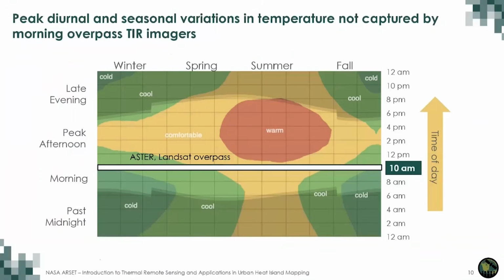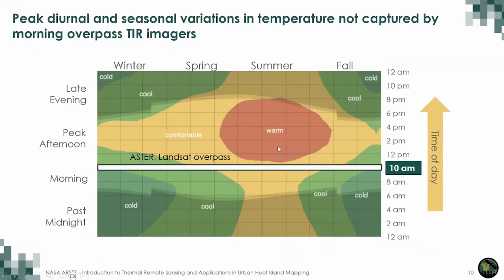So what makes ECOSTRESS unique? As I mentioned earlier, most thermal sensors in space have a sun-synchronous orbit, meaning that they cross overhead in the mid-morning hours, in this case for Landsat and ASTER, it's around 10 or 11 a.m. And you can see in this Los Angeles temperature profile that I've shown that the morning overpass, which is this white line going across the screen, typically misses the warmest times of the day and the hottest times of day in the peak afternoon hours.